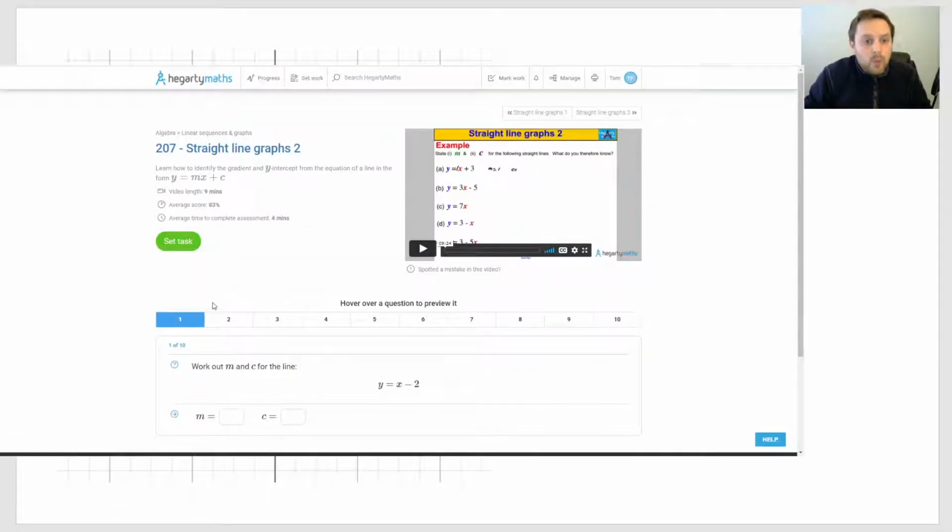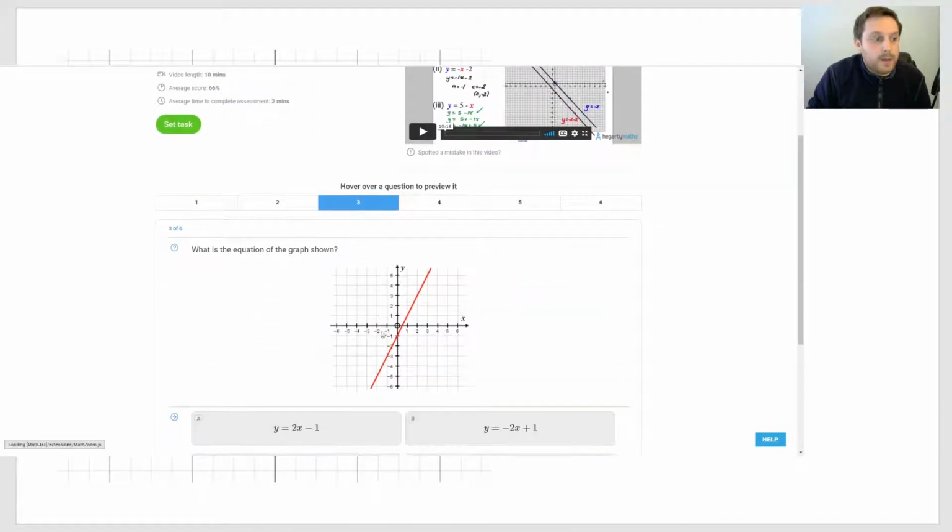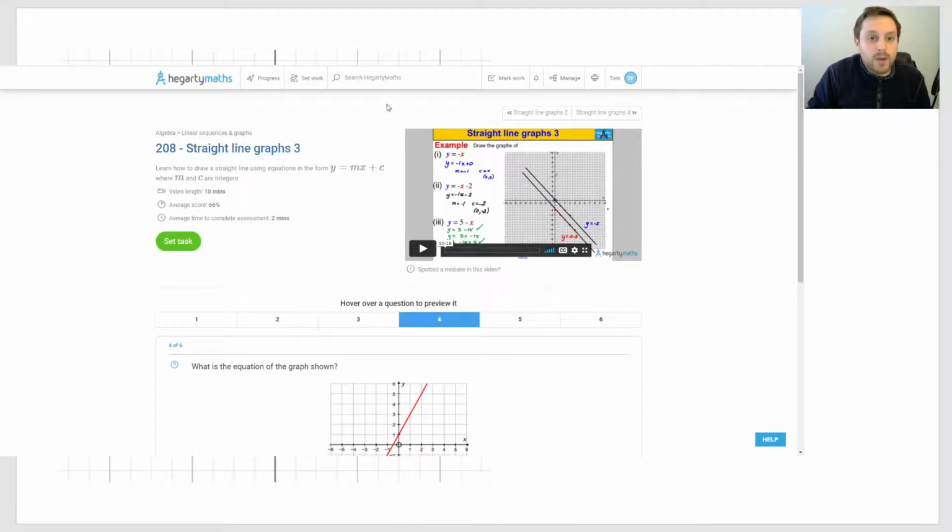So you should have done task 207, where it asks you to work out the gradient and y-intercept for basic straight line graphs. You would have done task 208, which is given a picture of a graph, working out its equation. And for each of these, there is a video that you could have watched. You could have also asked for help at any time.